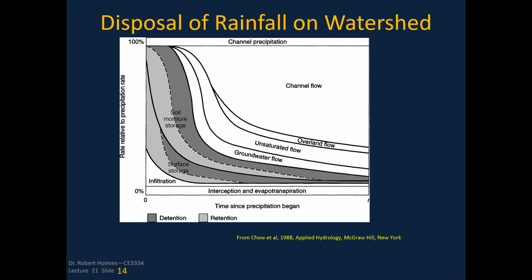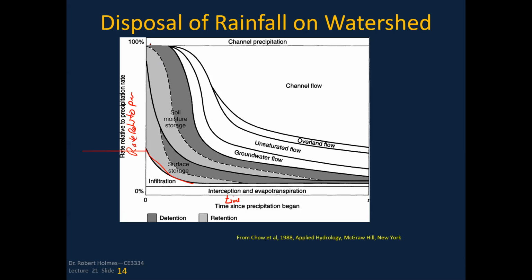Let's talk about the disposal of rainfall. So let's kind of break this graph down. On the x-axis, I've got time. On the y-axis, I've got rate relative to precipitation. So you can see that as the precipitation is occurring early on in the storm, the majority of it is going into infiltration. And if it's raining hard enough, it's going to go off into surface storage and soil moisture storage.